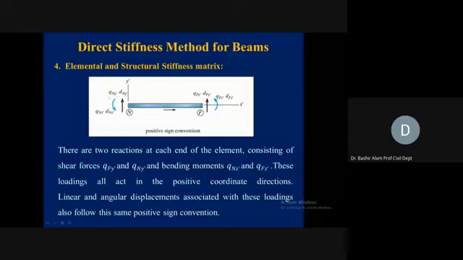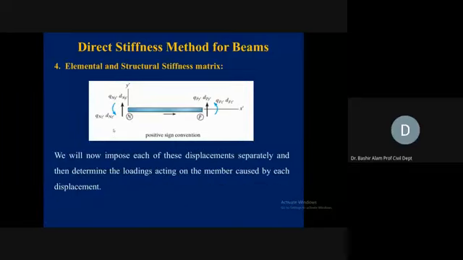So for positive directions, counterclockwise moment we take positive, this is our sign convention now, and shear acting in the upward direction we take as positive. Linear and angular displacements associated with these loadings also follow this same positive sign convention. So again, rotation counterclockwise will be positive, and displacement in the upward direction we will take as positive. So from here now, we fix our positive sign convention. You can see it for the moment, correspondingly for the rotation, for the shear, and correspondingly for the vertical translation.